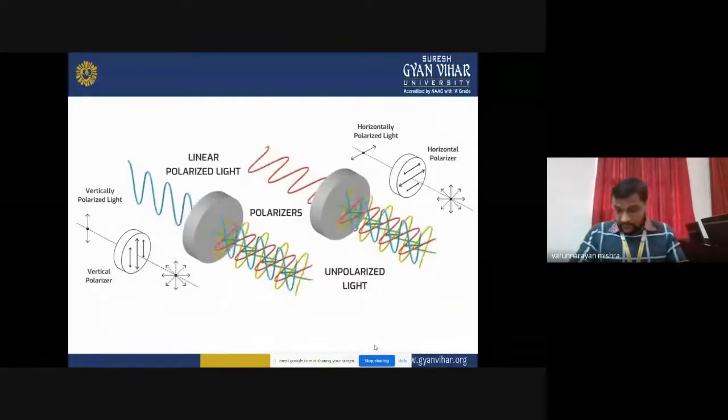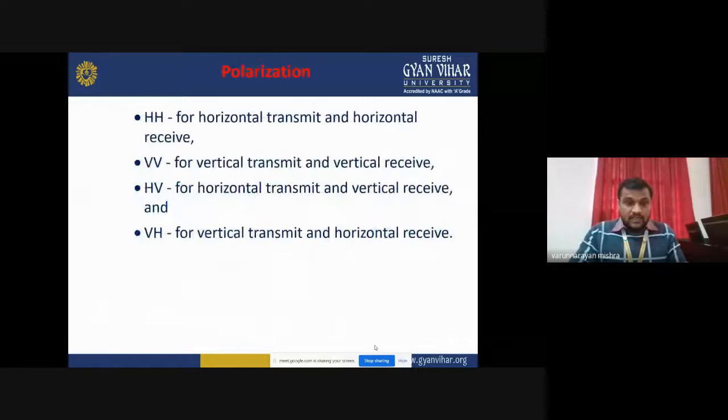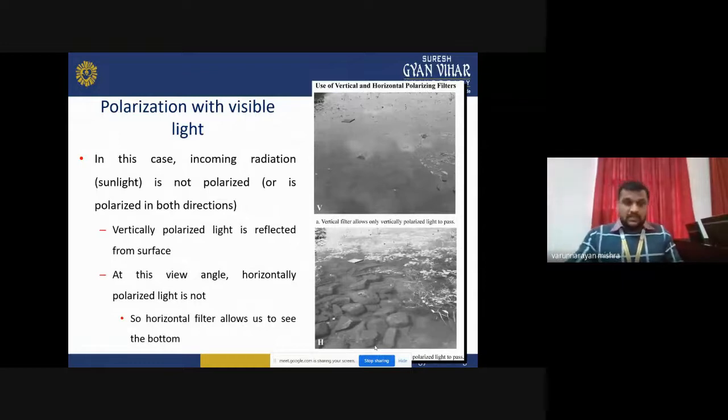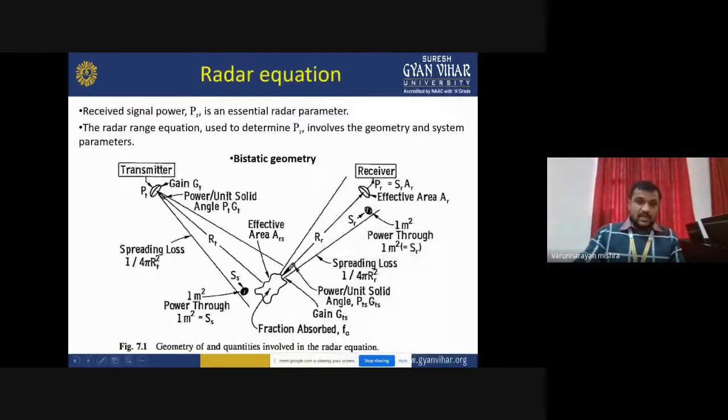the earth surface. There may be four types of polarization: HH, HV, VV, and VH. HH means horizontal transmit, horizontal receive. In the same way, HV means horizontal transmit and vertical receive. So this is the way we can use different polarization images with the visible light. It means the same study area can be visualized in two different ways when we use vertical polarization light and horizontal polarization light. This is the radar equation.